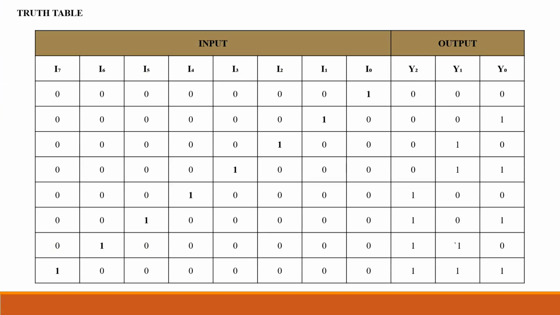This is the truth table. Notice that at one given moment, only one input is high while the rest are low. This is because, let's say, for example, I2 represents the decimal 2. So at a given moment, when only I2 is active, the number 2 is also active. Hence, the Y output will be 0, 1, 0, representing the binary number of the decimal 2.